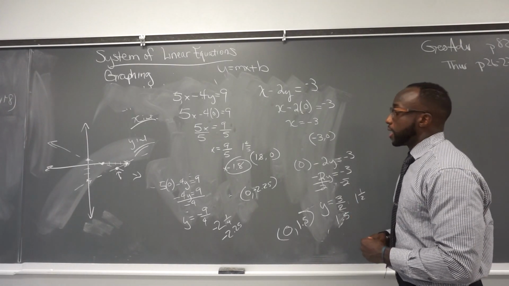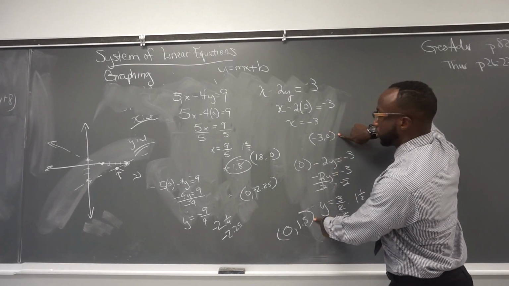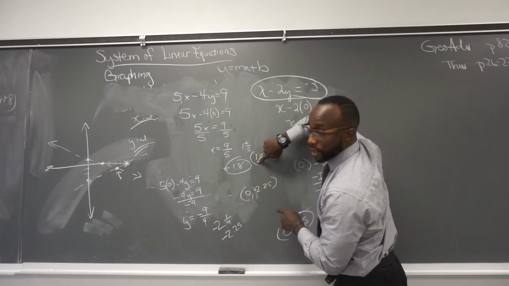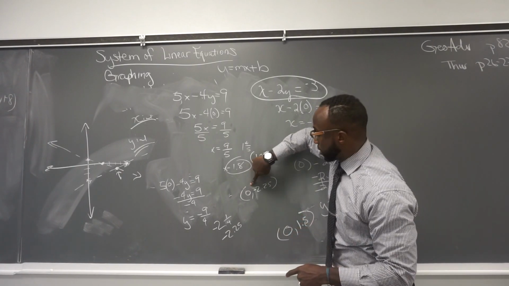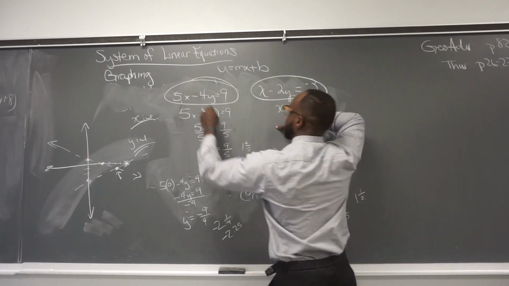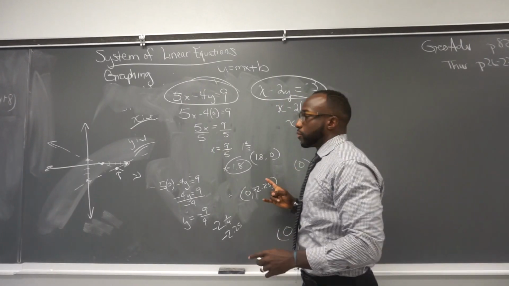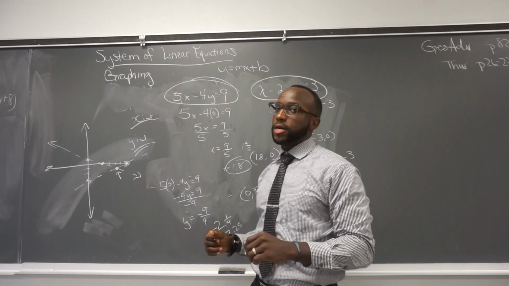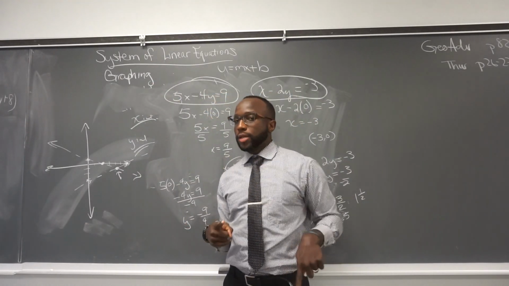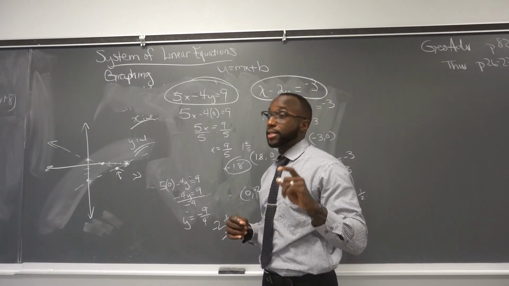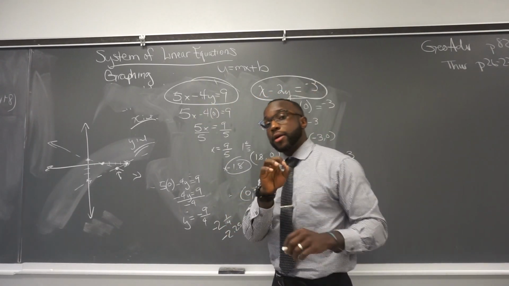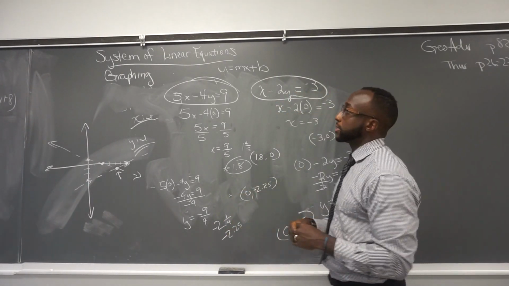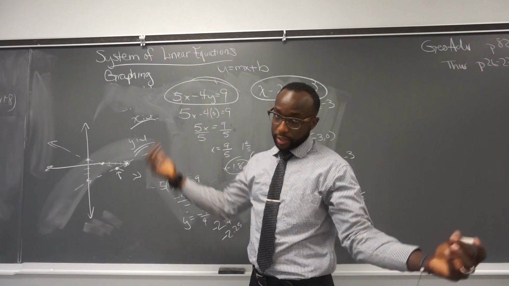So that's that. And so you plot these 2 points to create this line. You plot these 2 points, 1.8, 0, and 0, negative 2.25, to get this line. Once you get those lines, you find out where they intersect. That's what solving a system of linear equations is all about. Finding out where those 2 lines intersect. If they don't intersect, that means that the 2 lines must be parallel. But if they do intersect, that's your solution. That would be the answer to the system of linear equations.